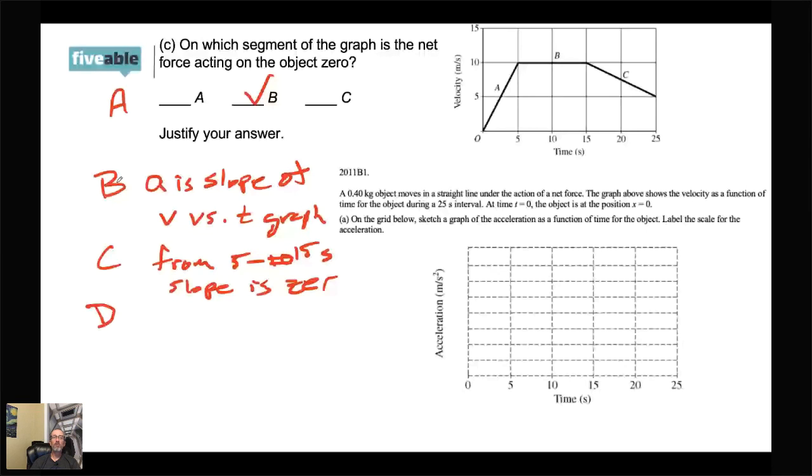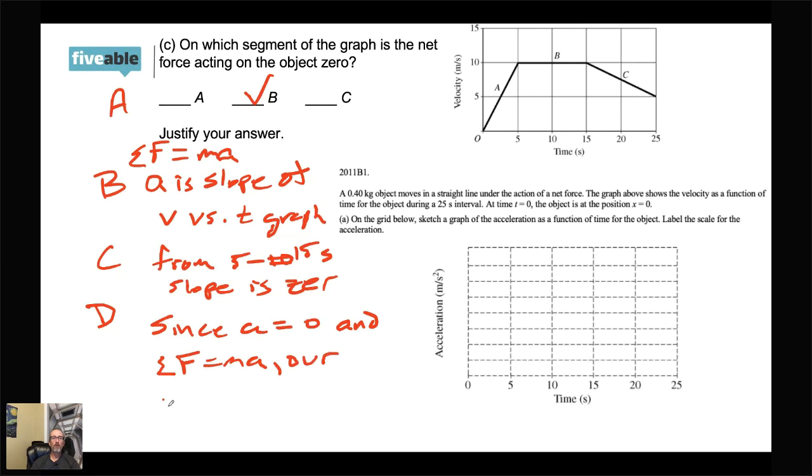The other thing we can put in basic physics is F, so the sum of the forces, the net force, is equal to m times a. Now we can draw it together and we can say since acceleration is equal to 0 and F, the sum of the forces, is equal to ma, our net force is 0 from 5 to 10 seconds.